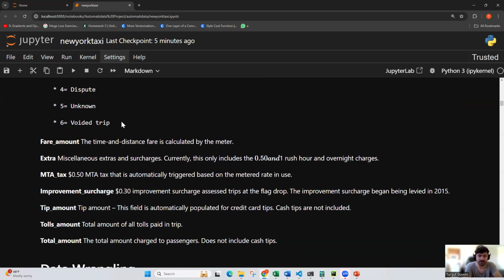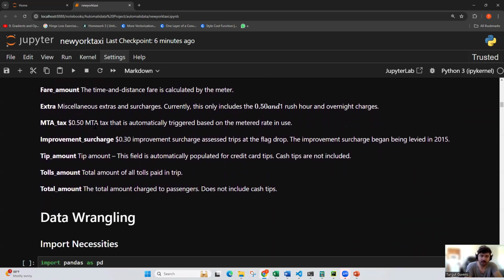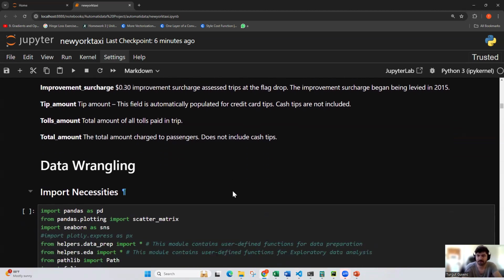We will check all of these one by one. We have fare amount, extras and surcharges, tax, improvement surcharge, and tip amount. The tip amount is automatically populated for credit card trips, and cash tips are not included. We will be able to find the cash tips, right? We have the total amount and the other amounts, so we can calculate the cash tips as well.